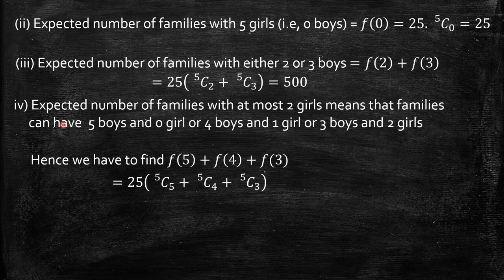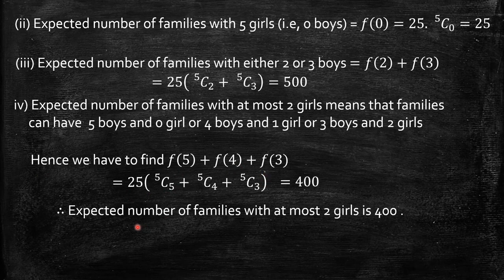So that means it is probability of having 5 boys or 4 boys or 3 boys. So we can find f of 5, f of 4, f of 3, add it up. That gives the expected number of families with at most 2 girls. So we have 25 into 5c5 plus 5c4 plus 5c3, which simplifies to 400. Therefore, expected number of families with at most 2 girls is 400.